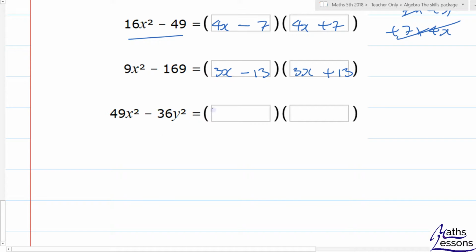Okay, square root of this is 7x. The square root of this is minus 6y, and then remember we want a plus 6y. So all the in-between bit that you normally get cancels out.